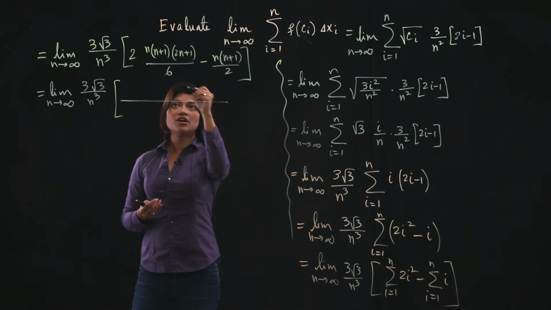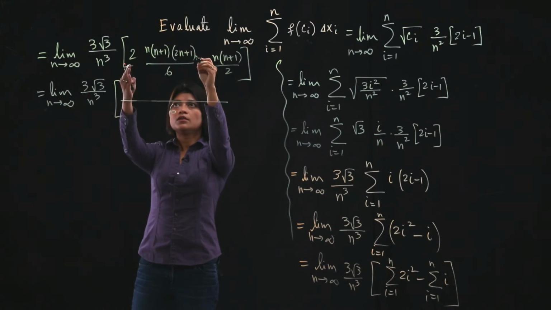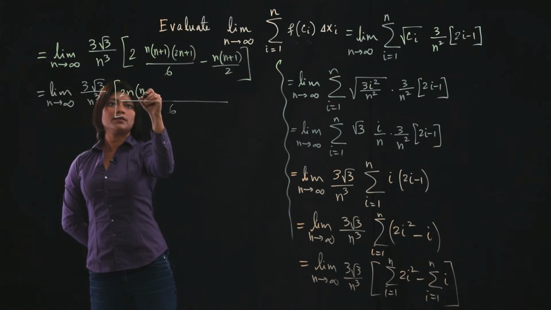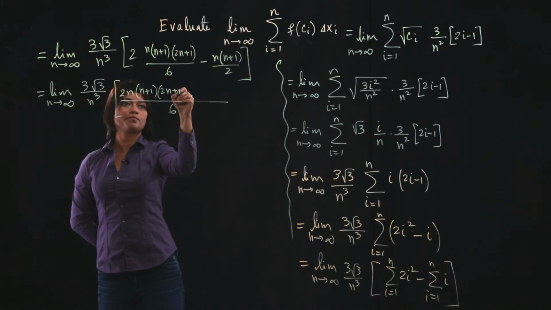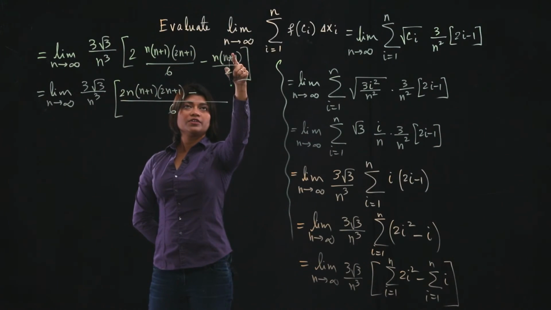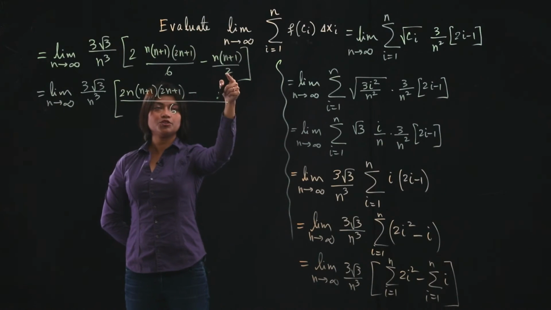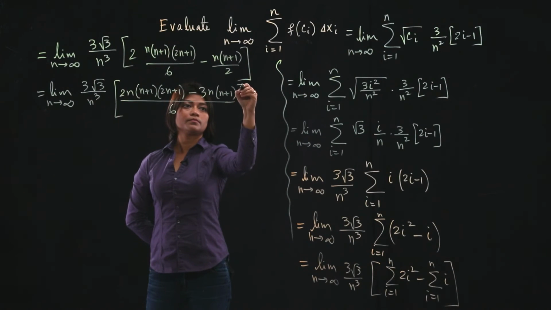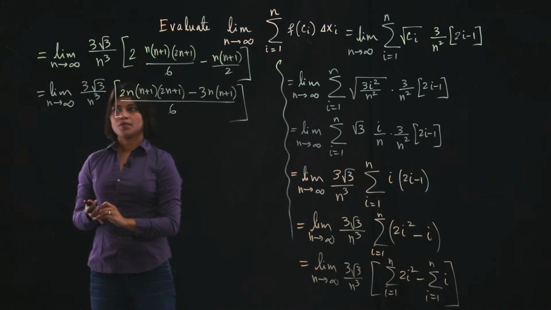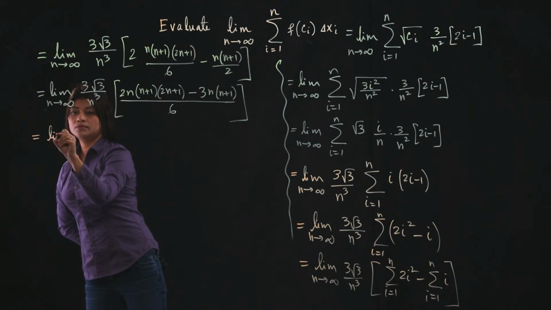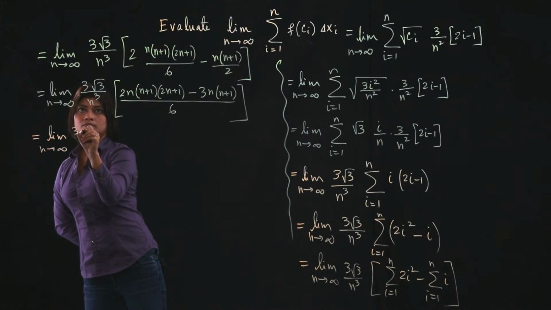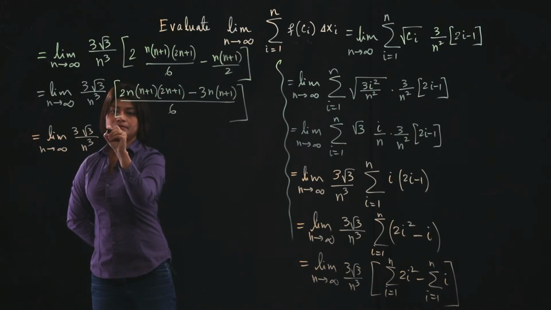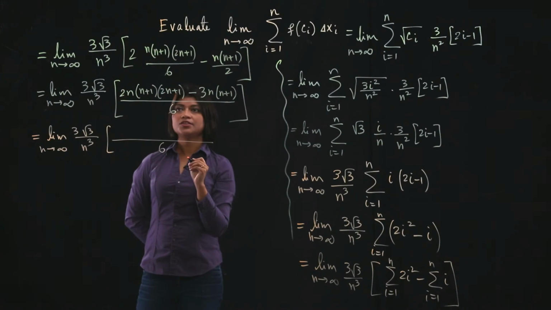Okay, so the common denominator is 6. The numerator of the first term, you just keep it as it is, 2n, n plus 1, 2n plus 1, minus, for this next term, since we already have the 2, we'll have 3 times n plus 1. Right, let's continue. Okay, so we have 6 in the denominator.